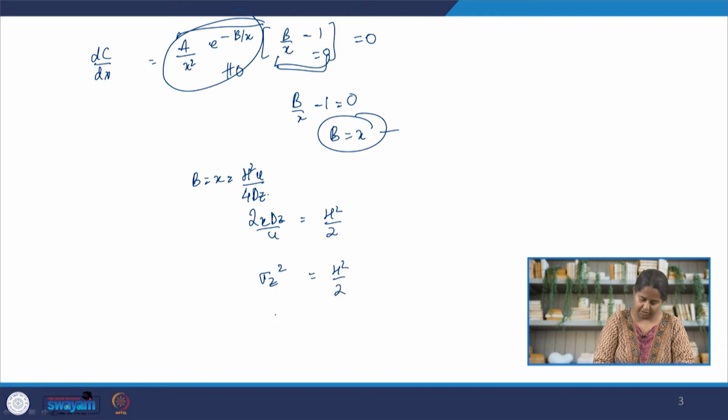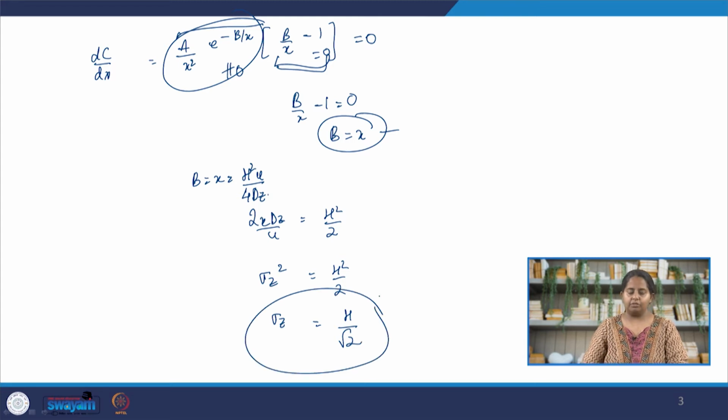Square rooting on both sides. Sigma z unit is meters, by the way, and it's never going to be negative. Same thing with the height, we are not going to get a negative height. So when sigma z is equal to h by root 2, or when x is equal to h square u by 4 dz, if you know the diffusion coefficient in the z direction, this is where the maximum concentration is.